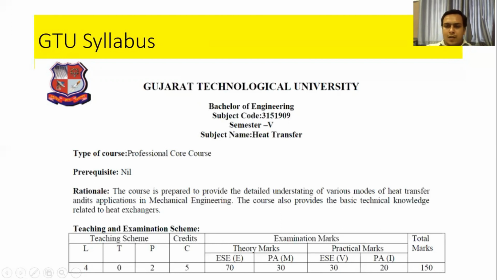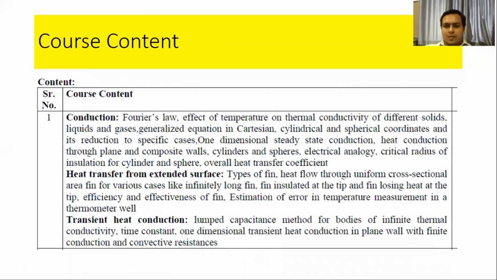Now we go into detail on what content you have to learn in this course. There are 5 units in this syllabus of heat transfer. First is conduction. In conduction you have to learn Fourier's law, then the effect of temperature on thermal conductivity in liquids, solids and gases. Generalized equations of heat conduction in Cartesian, cylindrical and spherical coordinate systems. Then the special cases: one-dimensional steady-state conduction, heat conduction through a plane wall, composite wall, cylinders and spheres, and also the electrical analogy of heat transfer.